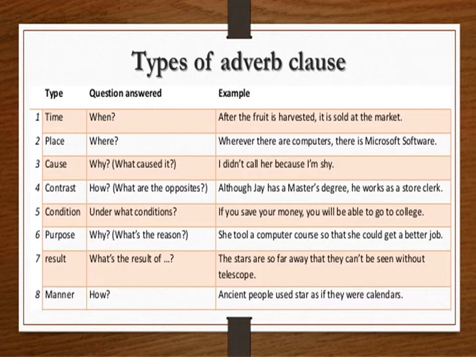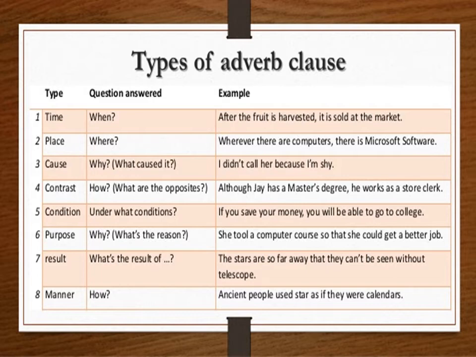Number 4, contrast, to answer the question how different, or what are the opposites. Although Jay has a master degree, he works as a store clerk. So although in here answers the question of how different, or what are the opposites. And then number 5 is condition, to answer the question, under what conditions?